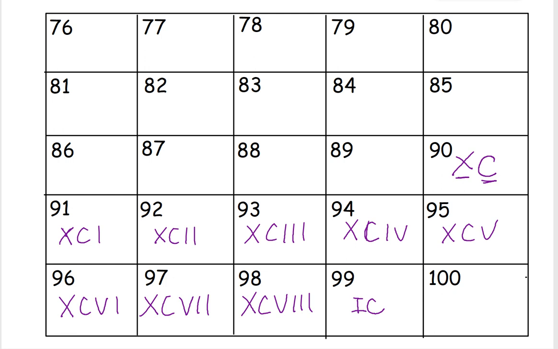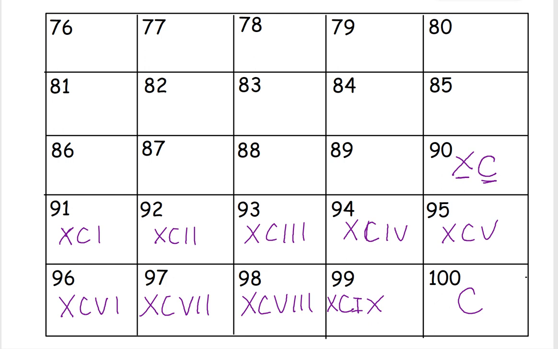Okay, and then 100 is C. Alright, so the Romans, oh, I was wrong. 99 is XCIX. I had to look that up because it gets tricky once we get close. Okay, XCIX.